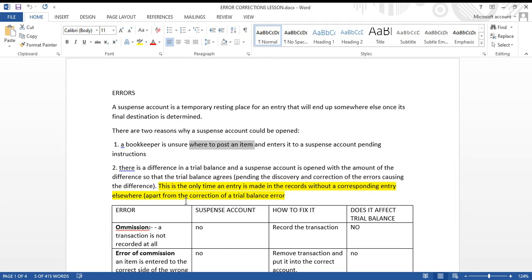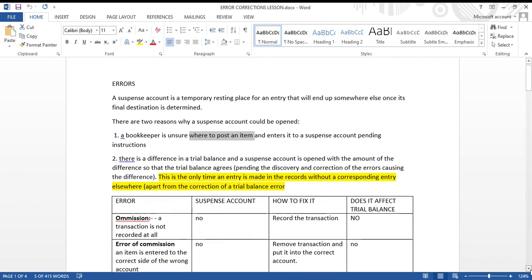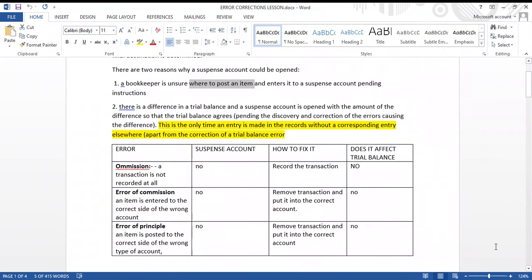So what we're going to do first is learn about all the errors. Some errors won't need the suspense account, and some errors also do not affect the trial balance. But some errors will need the suspense account. So first, we're going to look at our first three errors.